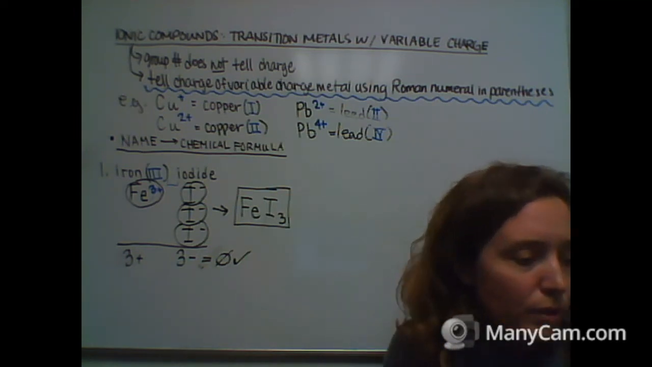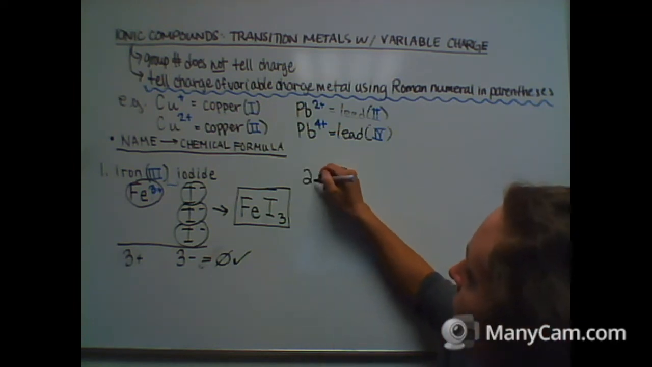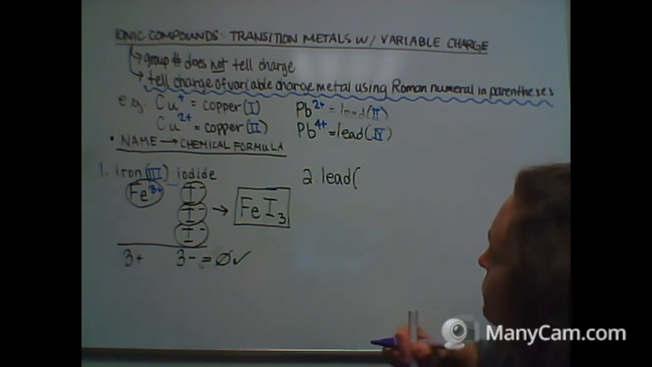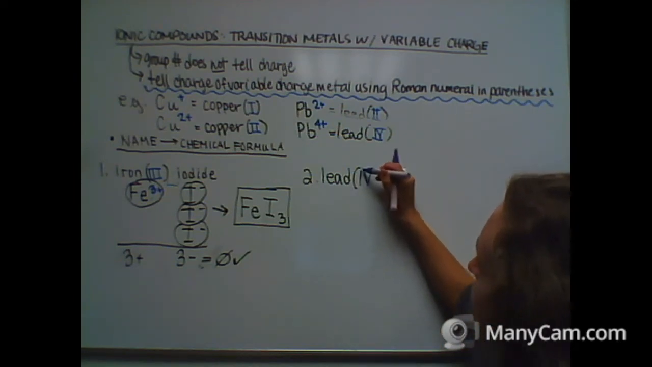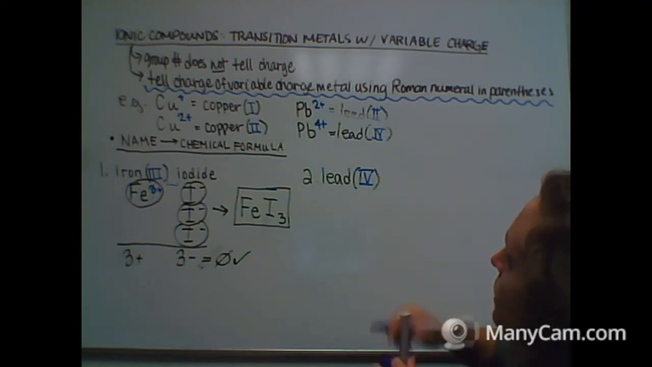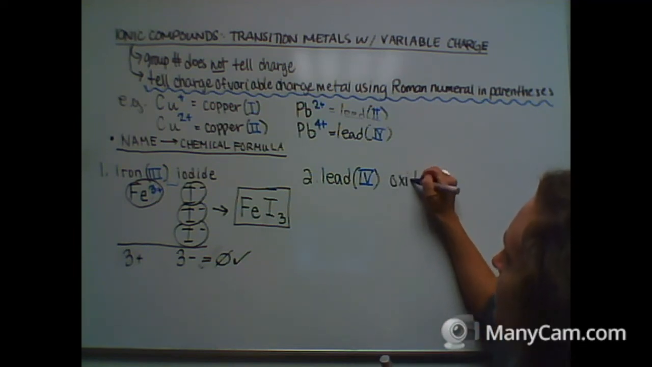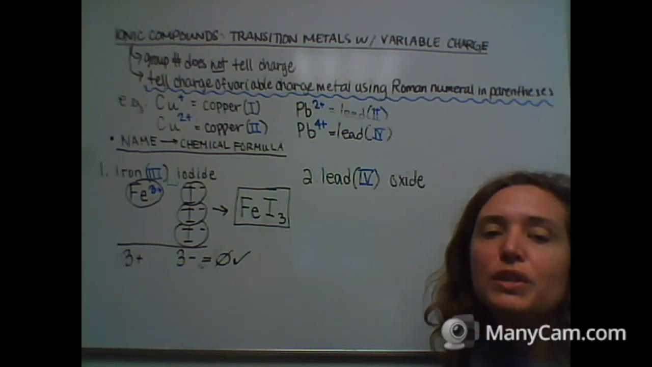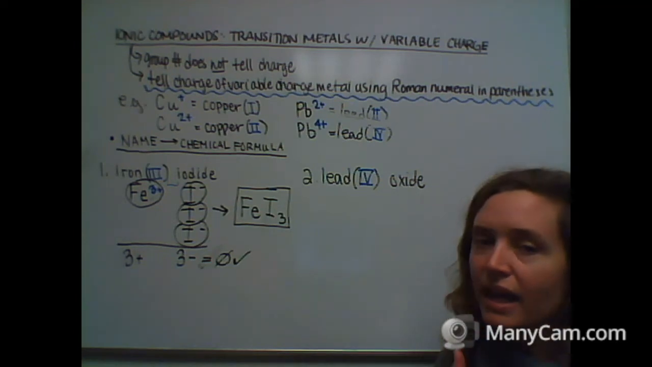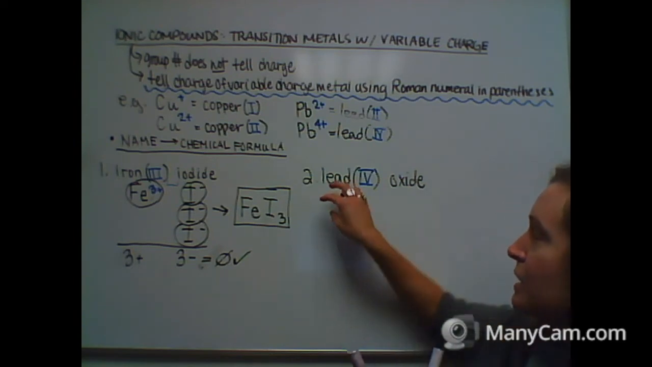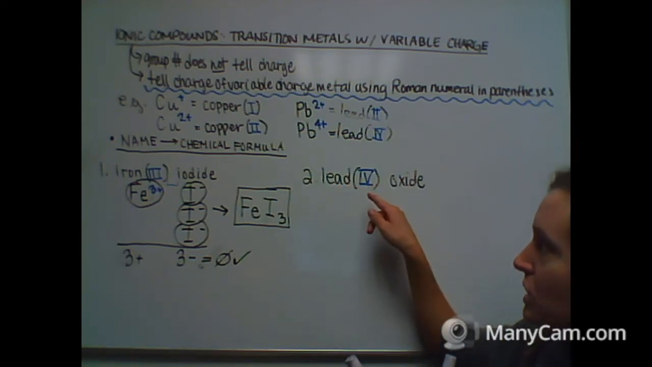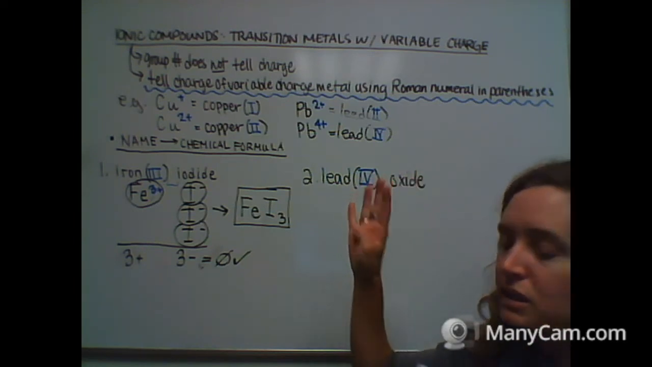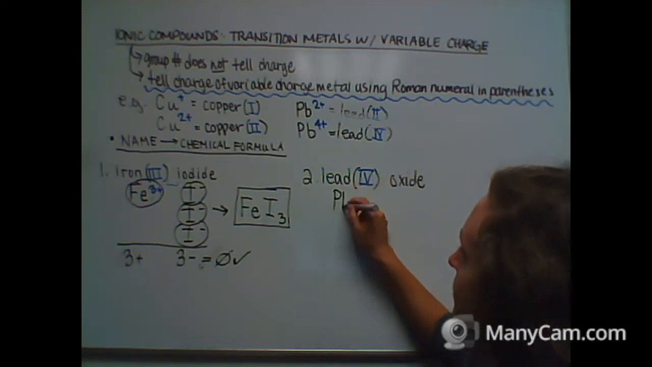Let's do another example. How about lead 2, or rather lead 4, oxide. Lead 4 oxide. We're going to do the same thing. Let's write, just like we did last time with the main group metals, the symbols for the ions with their charges. We know that lead, with this Roman numeral 4, has a charge of 4+. So Pb, 4+.